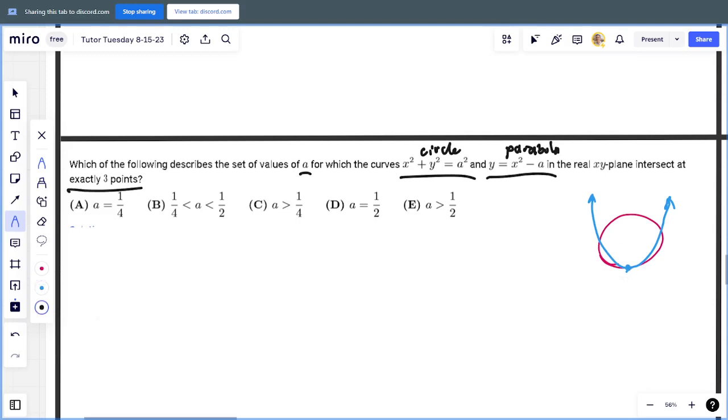So what I would do to start off is, since I'm given this alternate definition for y, I would just try to plug in y into the first equation. Right, we have x squared plus y squared.